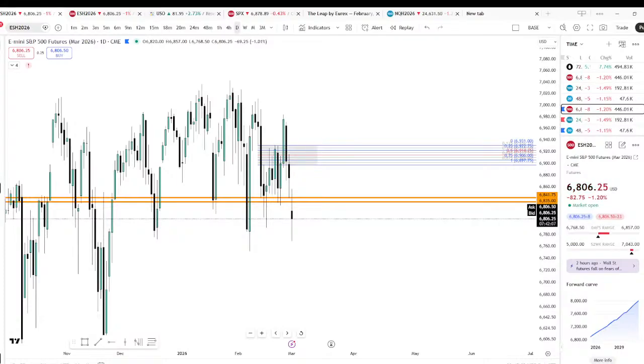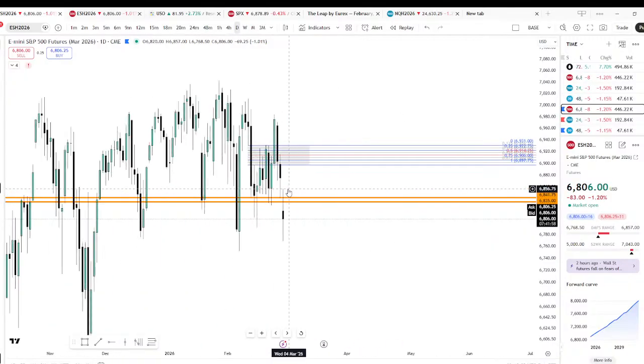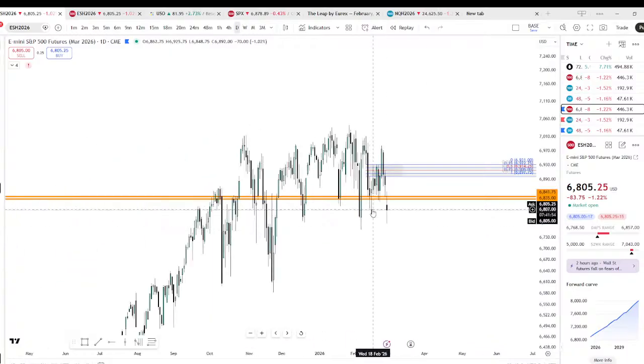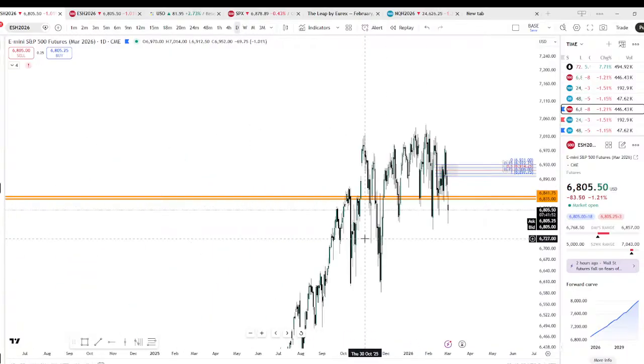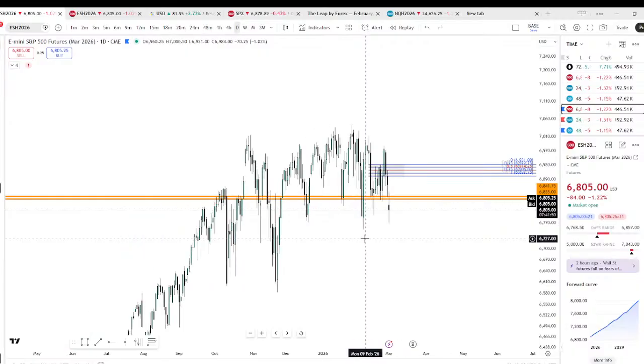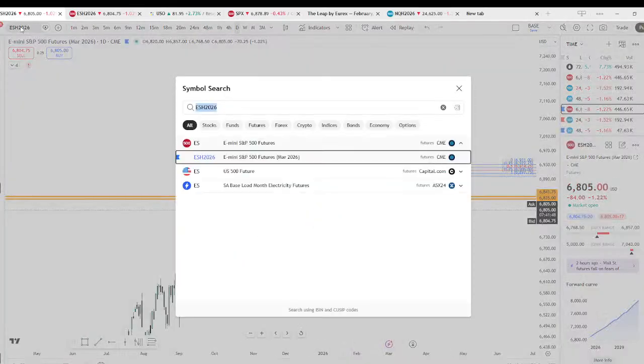Okay, today is March 2nd, 2026. We're currently looking at the E-mini S&P contract for March.